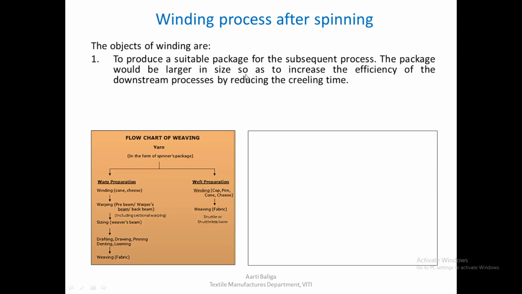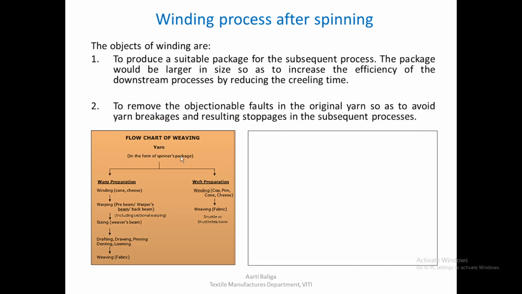To produce a suitable package for subsequent process, the package would be larger in size so as to increase the efficiency of the downstream process by reducing the creeling time. If the packages that would go on the subsequent processes, that is warping, would be very small in size, then you would need a lot of creeling to be done because the packages would get exhausted very soon. So to avoid that and increase the efficiency of the downstream processes, that is warping, sizing, and so on, what we do is we convert these small packages that come from ring spinning in the form of a spinner's package into a large package. So that's the first object of winding.